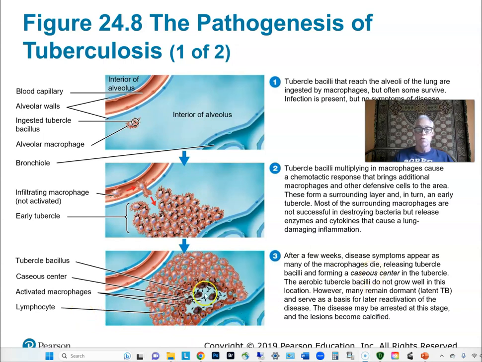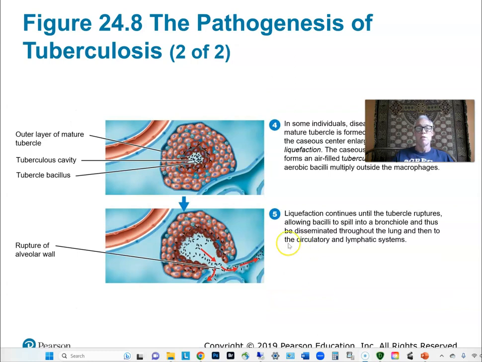Here is the caseous center, what's called the liquefied center of this tubercle, where the bacteria are living, where they've killed some macrophages down in there, and eventually the thing may break open and cause that miliary disease, where the bacteria are going to escape into the airways, then into the bloodstream, and travel throughout the body.